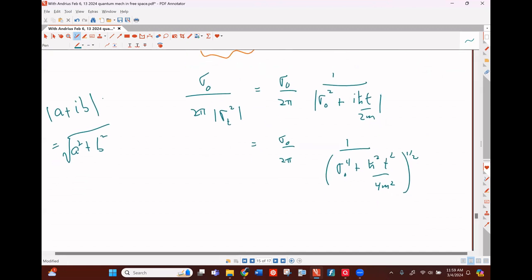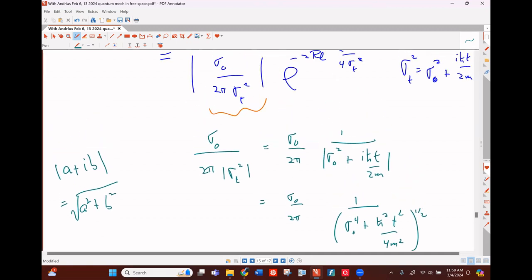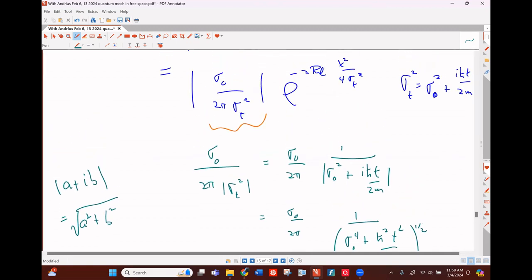Probably we can make this interesting. And right now, if t is 0, then it would be sigma 0 to the 4th. A square root would be sigma 0 squared. And then you'd get 1 over 2 pi sigma 0. Is that right?